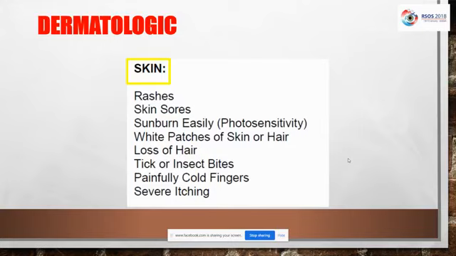If there is any history of painfully cold fingers with possibility of Raynaud's phenomenon and a vascular element that can be contributing to diminished blood supply to the periphery, if there is any history of severe itching in those patients. So again, the rashes, the skin sores, the sunburn, the photosensitivity, the white patches of skin or hair, the loss of hair, the tick or insect bites, the painfully cold fingers, and severe itching.